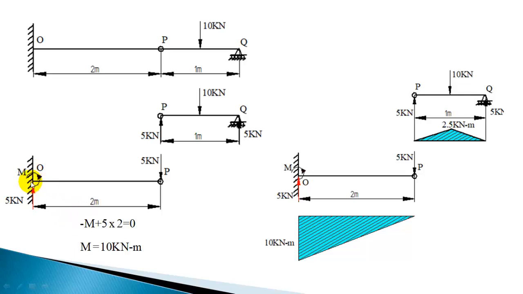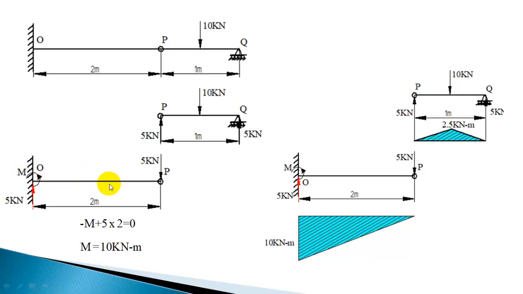Taking the moment summation with respect to this fixed end O, minus M, assuming an anticlockwise couple, minus M plus 5 into 2, the moment produced by this, plus 5 into 2 is equal to 0, or M is equal to 10 kN meter. The resisting moment is 10 kN meter.